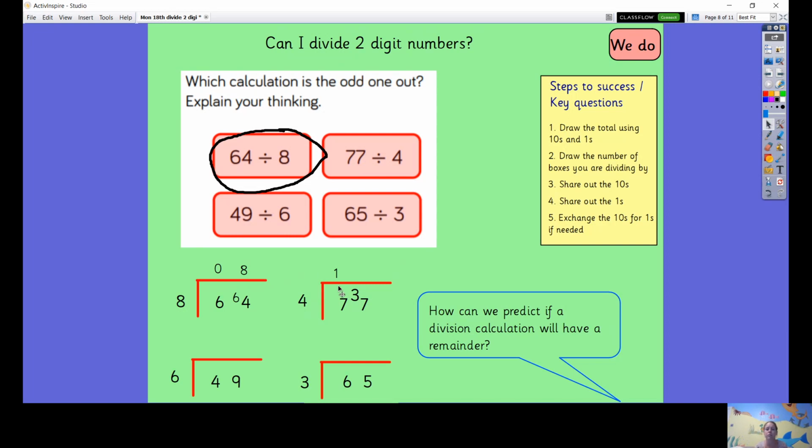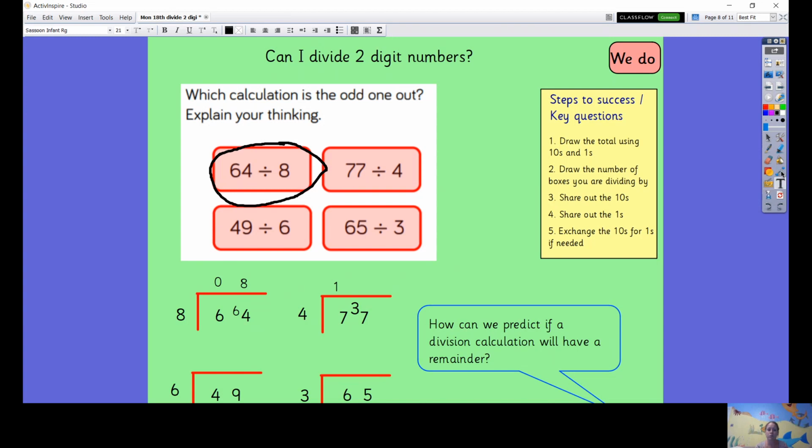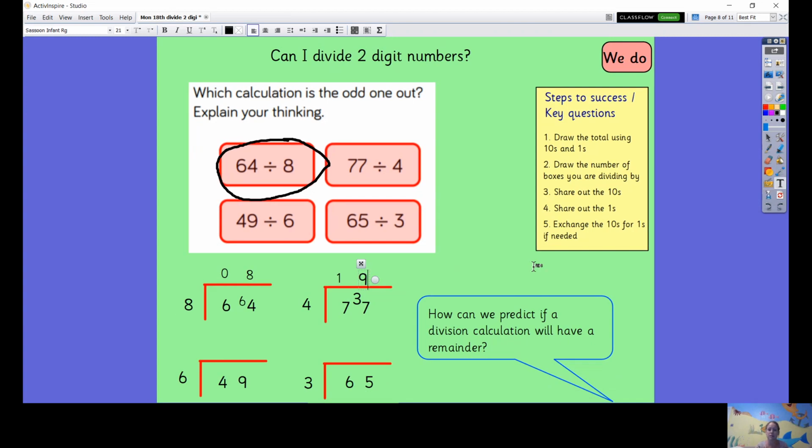Okay, so I've got my 1 group of 4 and then 3 more. So that's 4 there, 1 group of 4, and then 3 more makes the 7. So then I've got 37 left. How many groups of 4 can I make out of 37? Well, I know that 4 times 9 is 36, but I'm still going to have a leftover, aren't I?